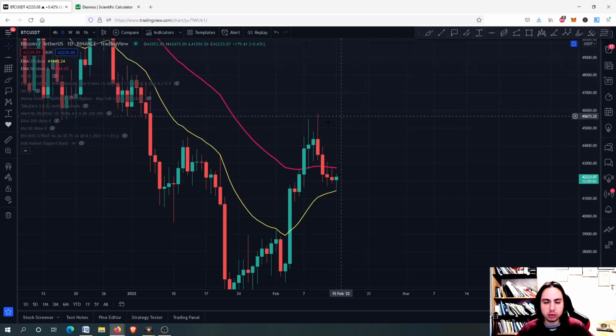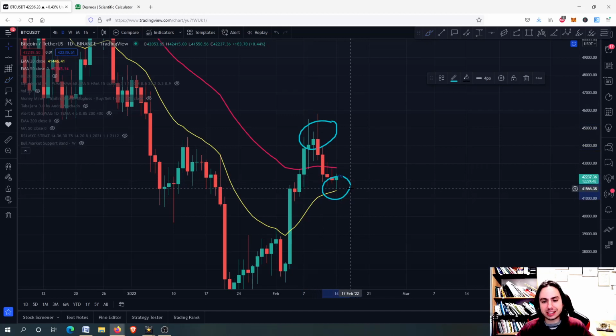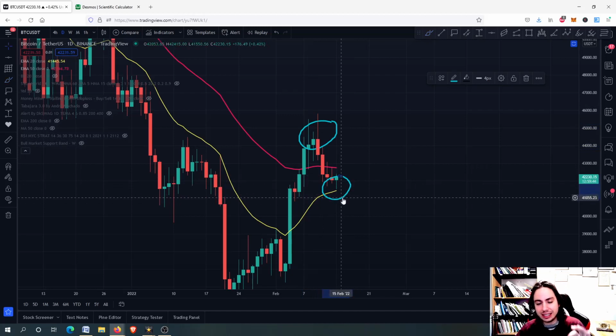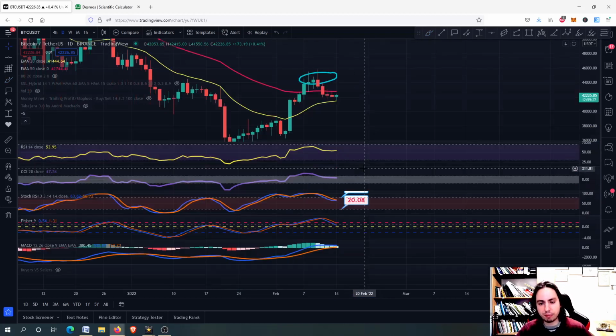This is what people do because they do not have the patience needed. They buy at the top, they sell at the bottom. I'm just circling here, not because it is the real bottom, I'm just giving a random circle. But anyway, you need to have patience.